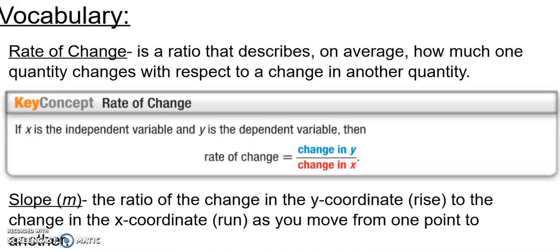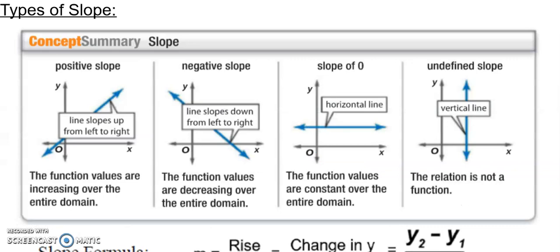So first we're going to start with vocabulary. Please pause the video and write this down in your notes. So we have 4 types of slope. Remember, the slope of a line is basically the rise over run. We have positive slopes, which means that the line appears to be increasing. We have negative slopes, which mean the line appears to be decreasing. The slope of 0 is a horizontal line, and an undefined slope is a vertical line.